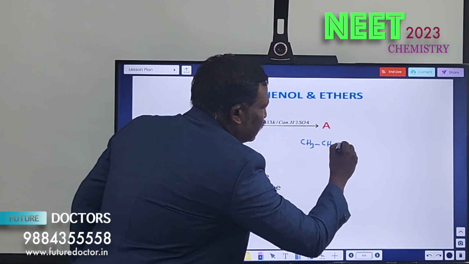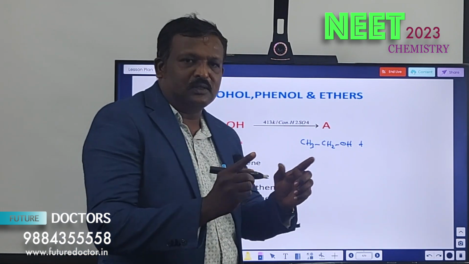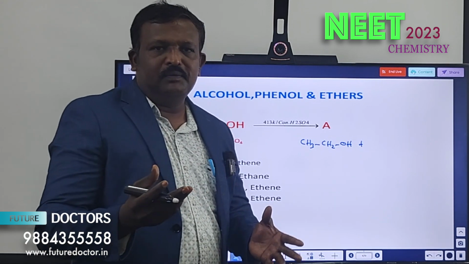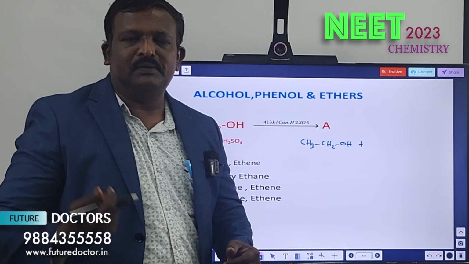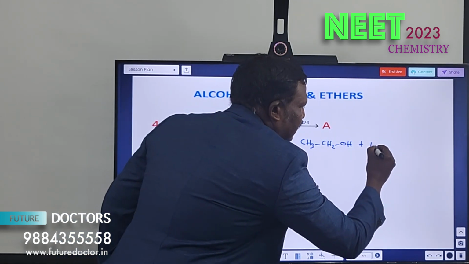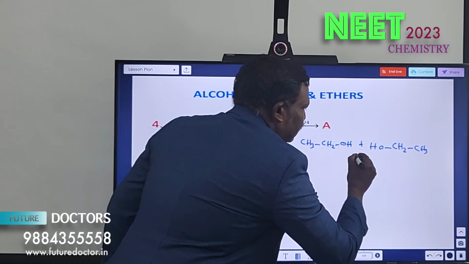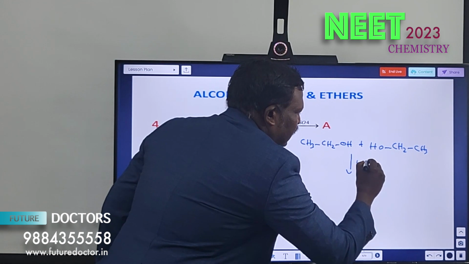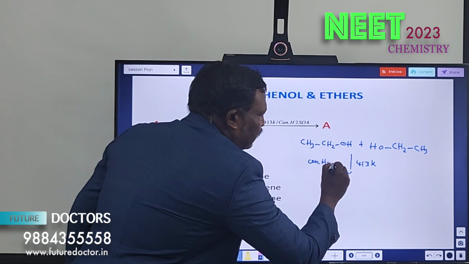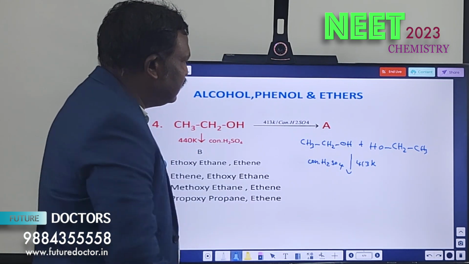CH3CH2OH. Whenever you write two molecules together, one molecule you should write as it is, and the other molecule you write in reverse. Then only we can get the products very easily. Here this is ethanol, and another ethanol I am writing in reverse direction. At 413 Kelvin in presence of sulfuric acid, what is the role of sulfuric acid? It's a dehydrating agent.